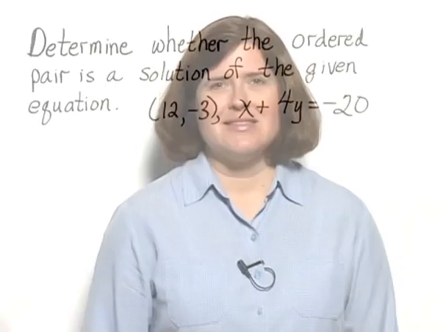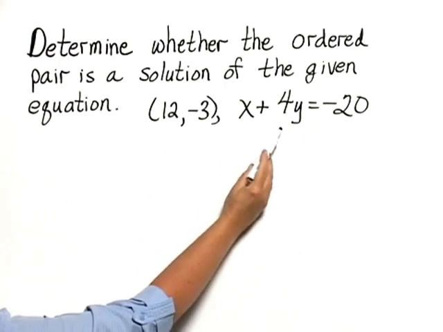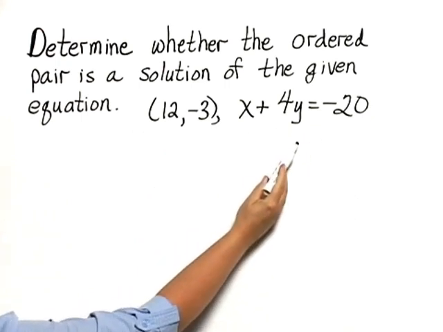In this chapter, we'll look at functions, including domains and ranges of functions, and we'll also look at graphs of linear equations. Determine whether the ordered pair is a solution of the given equation. The ordered pair is 12, negative 3. The equation is x plus 4y equals negative 20.